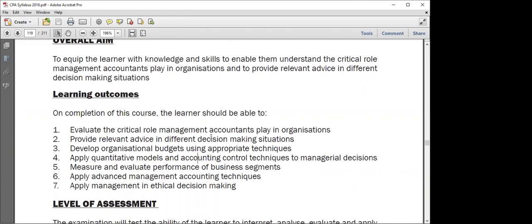As a learner, you should also make sure that you understand how to measure and evaluate the performance of business segments. I already said that performance measurement and evaluation is one of our key topics here. The reason this is very key is that most organizations these days have chosen to work in terms of business segments, in terms of branches, in terms of subsidiaries. For example, Airtel may have regional branches, and you could also look at banks. I think the aspect of business segments is very key when it comes to banks. So we shall see how we evaluate performance of business segments.